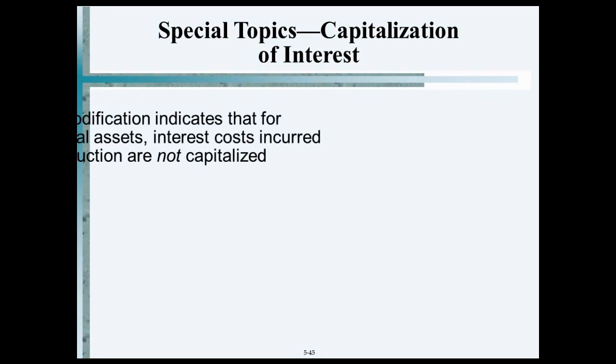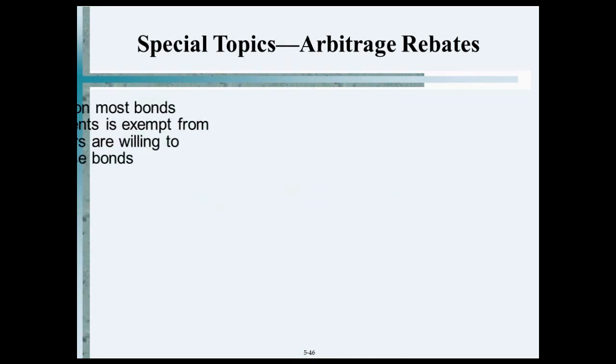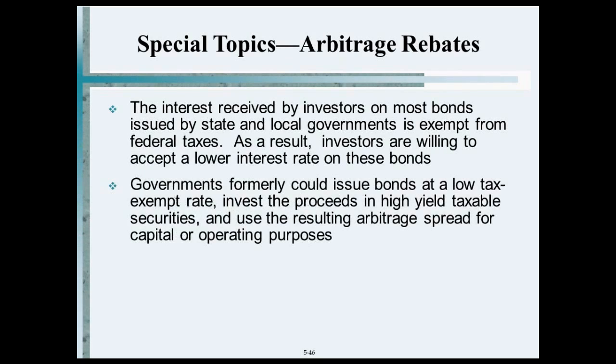So let's take a look at the next special item, which is arbitrage rebate. This is a very thick subject. And what this subject deals with is the following concept. If you're the government and you can borrow money at what cost? Tax exempt, right? When it's a tax exempt rate, what do you borrow it at? Hopefully a lower rate than the taxable rate.